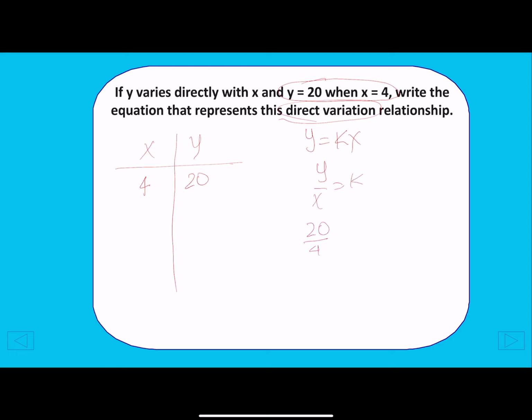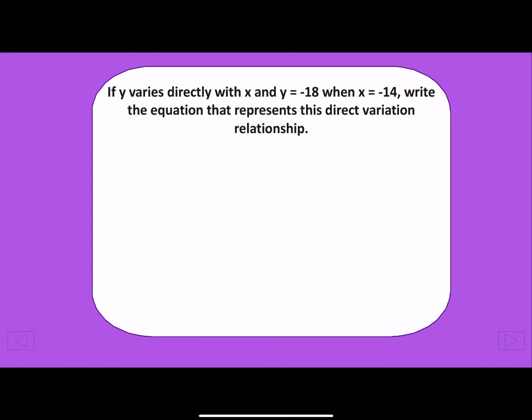So y varies directly with x, therefore y divided by x will give you your k value. In this case, we have a 20 on y and a 4 on x. 20 divided by 4 is 5, therefore your answer for your k value would be 5, right? Now we have to recreate this standard form equation into a y equals kx. So it would be y equals, the k value is 5 and x. This is your equation that will represent this direct variation.